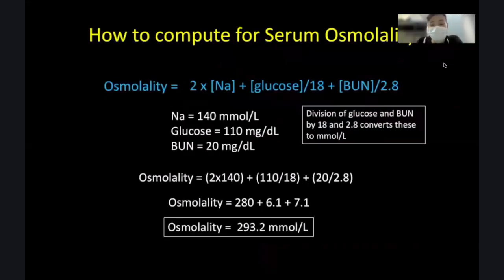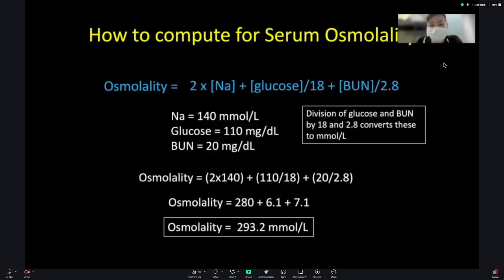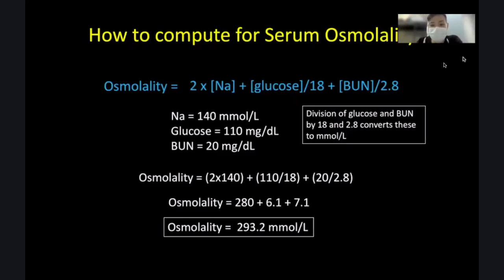So how do you compute for serum osmolality? Again, this is a standard default computation for serum osmolality. 2 times sodium plus the following: glucose divided by 18 plus BUN divided by 2.8. Of course, you have to request for serum sodium, serum glucose, and BUN. The rest are standard values.